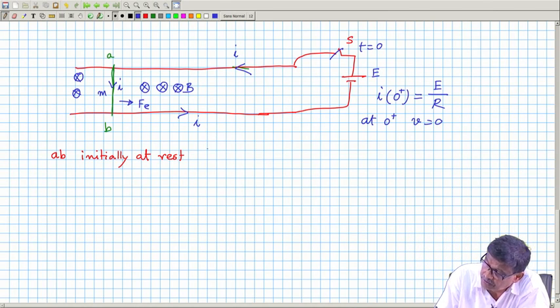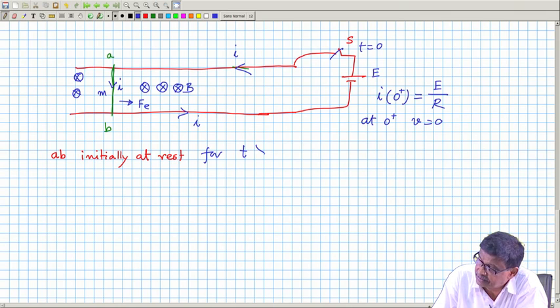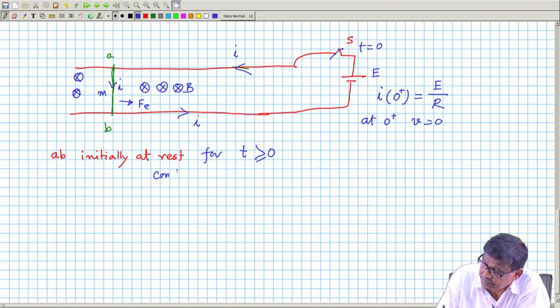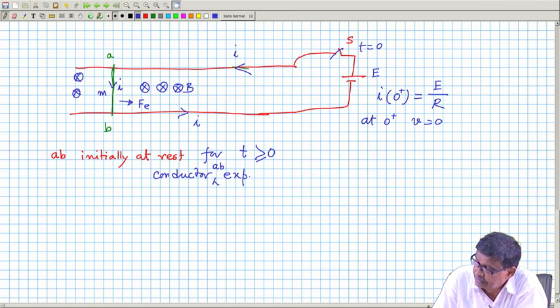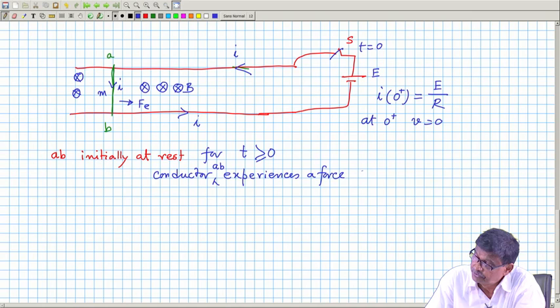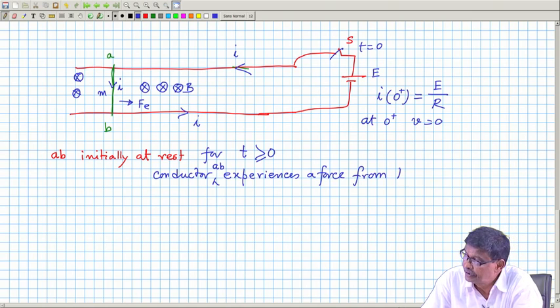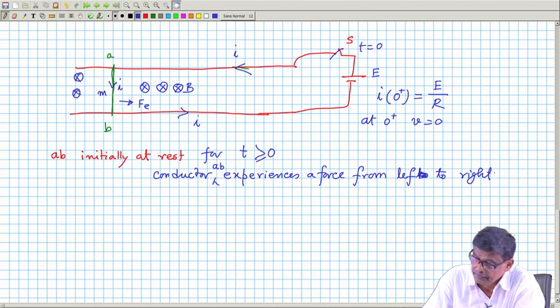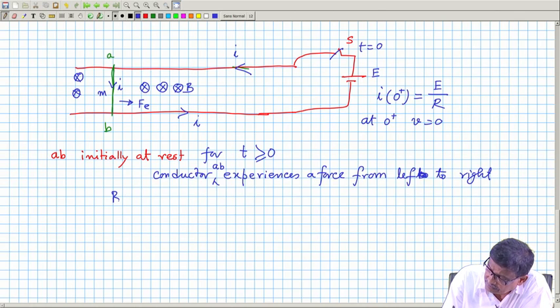So, for t greater than 0, conductor AB experiences a force from left to right. And what is the value of the force? BIL, what else?